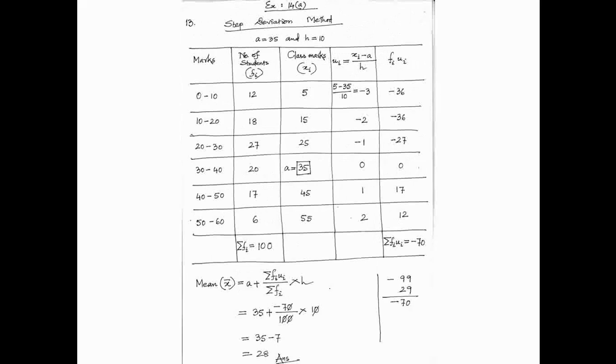See, same exercise, question number 13. In question number 13, you have to find the mean by step deviation method. In the same way, the class intervals, you see in question number 13, it is clearly indicated as marks. That means the marks which are obtained by the students. So in place of class interval, I have mentioned marks.